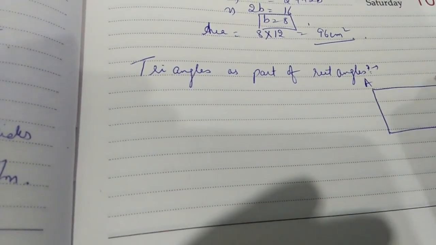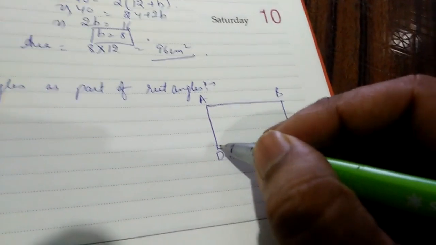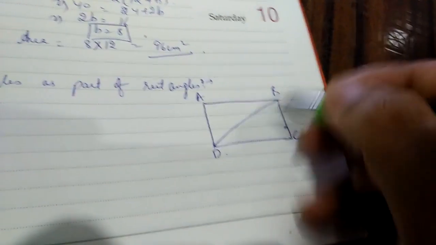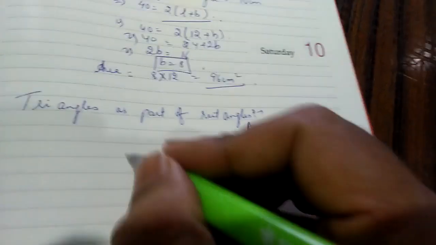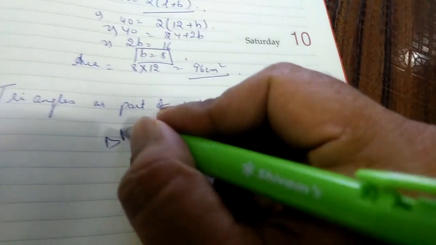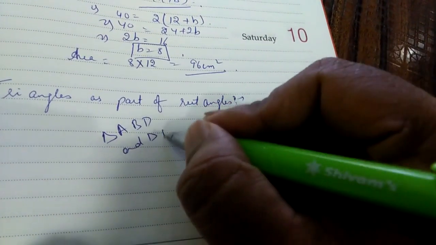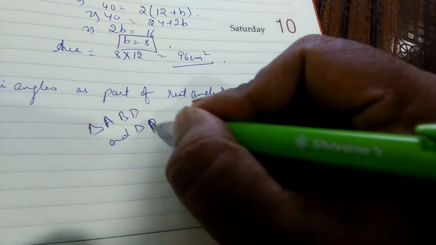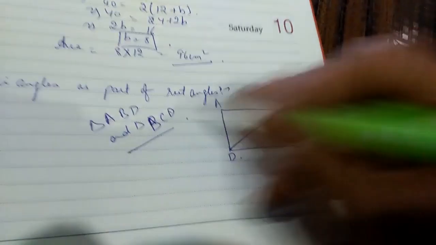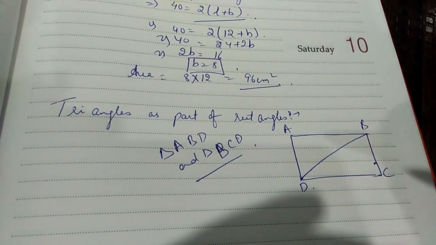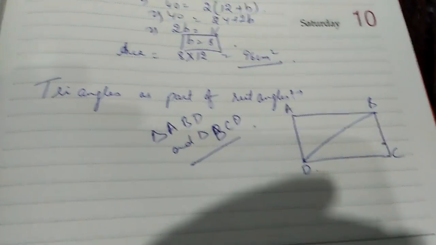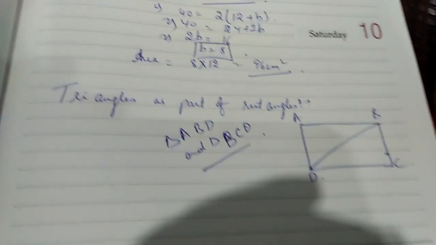A, B, C and D. Okay, so this is a rectangle. Let us divide it into two parts with BD. So triangle ABD and triangle BCD, these are two congruent triangles that are formed by drawing a diagonal BD.